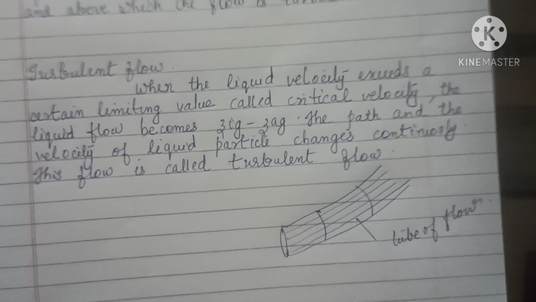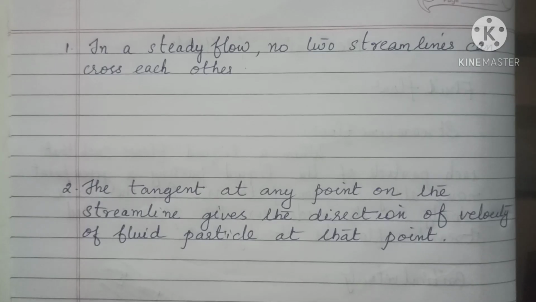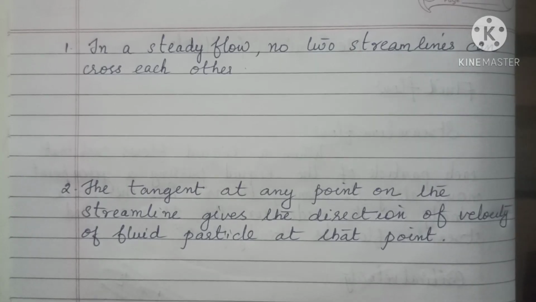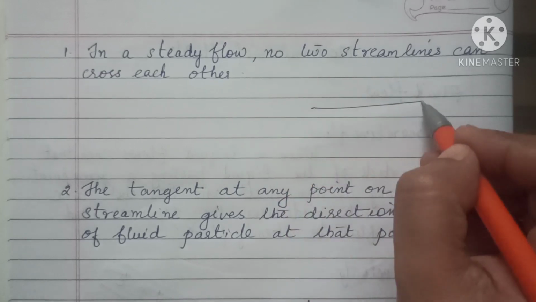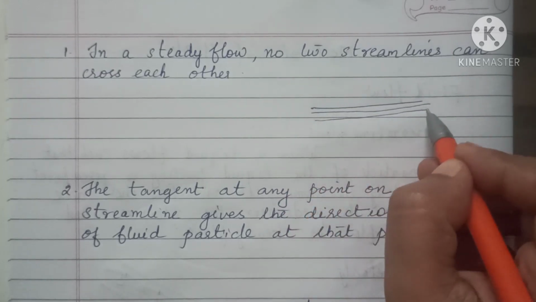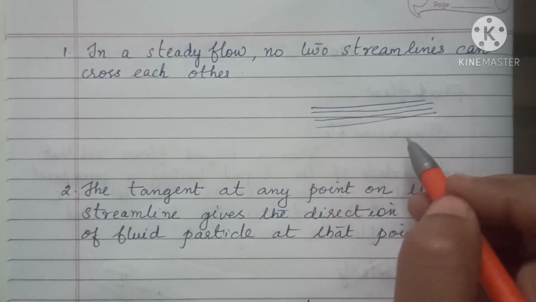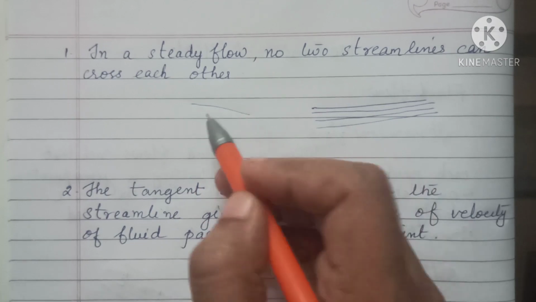So there are certain properties for streamlines, and the first property is, in a steady flow, no two streamlines can cross each other. So as I told, the streamlines are like this. The flow is steady, isn't it? So no two streamlines can cross each other. Cross each other means it should not come like this.